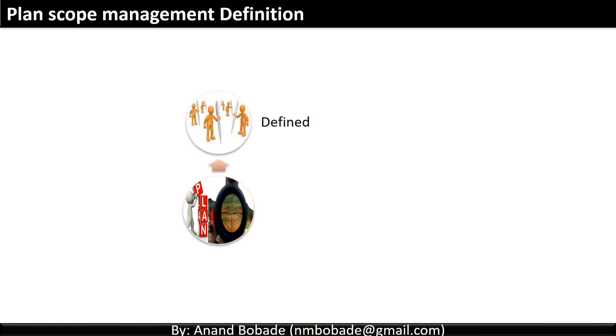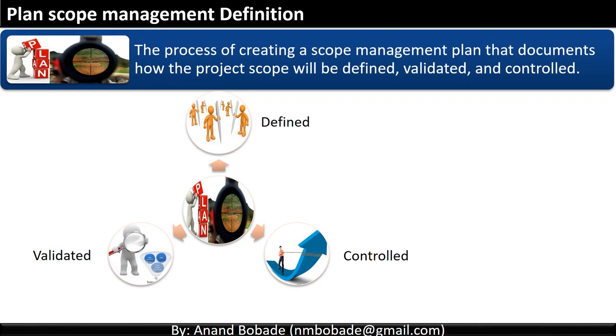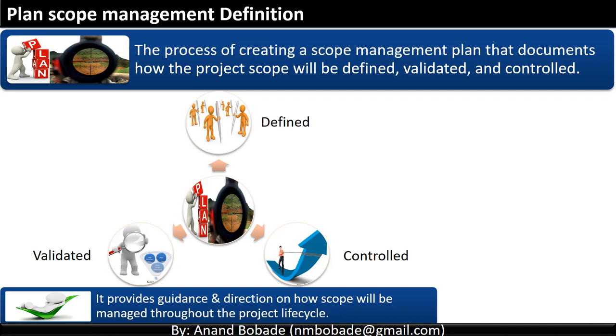Let's take a look at the definition. Plan scope management is the process of creating a scope management plan that contains how the project scope will be defined, validated, and controlled. It provides guidance and direction on how scope will be managed throughout the project lifecycle.